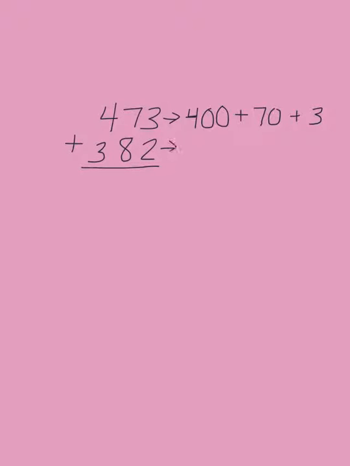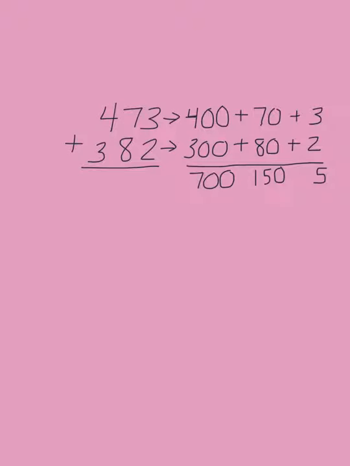We're going to do the same for the other number, so the 3 stands for 300. The 8 tens is 80, and the 2 ones is 2. So now what we're going to do, which is basically the same thing as the standard algorithm, is start with the ones. We're going to add 3 plus 2. And then the tens we're going to add together, so 70 plus 80 is 150. And 300 plus 400 is 700.